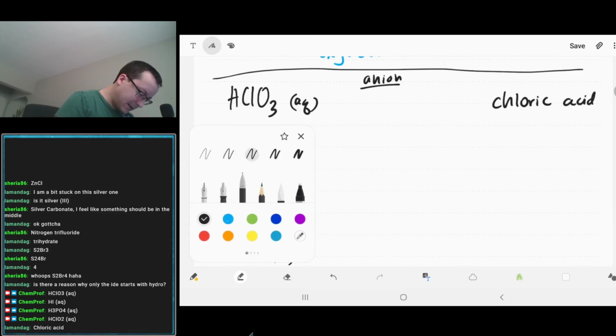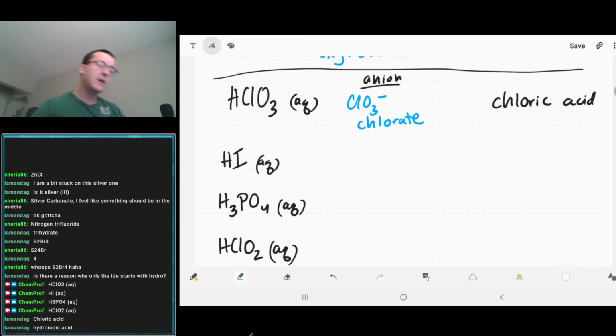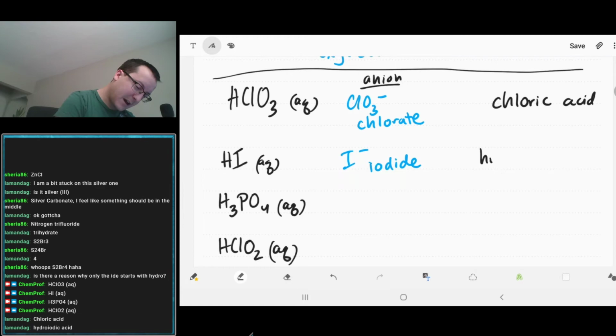So Lamonda has identified that the anion was chlorate. And so we have changed the name to chloric acid. We dropped the ate and we made it chloric acid. We've also got this as iodide. And so this will be hydroiodic acid.